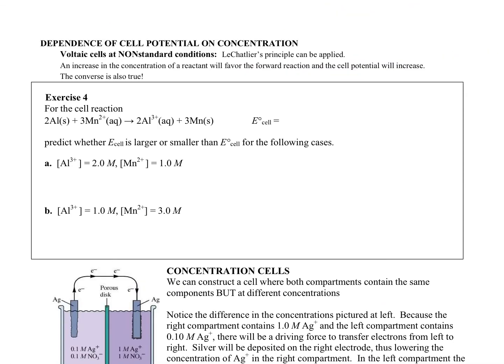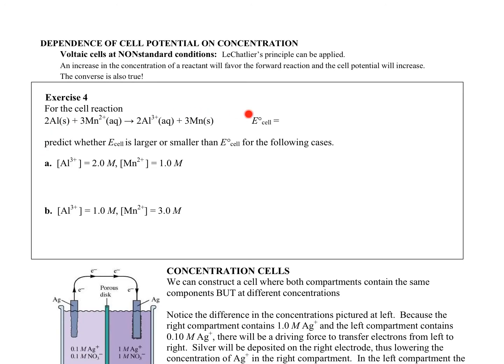So what happens if we have a voltaic cell in non-standard conditions? Remember, our standard conditions are 1 molar, 25 degrees Celsius, and 1 atm. Well, now we're going to use Le Chatelier's principle. So a little bit of equilibrium is coming back in here. All we're going to be doing is looking at shifts.